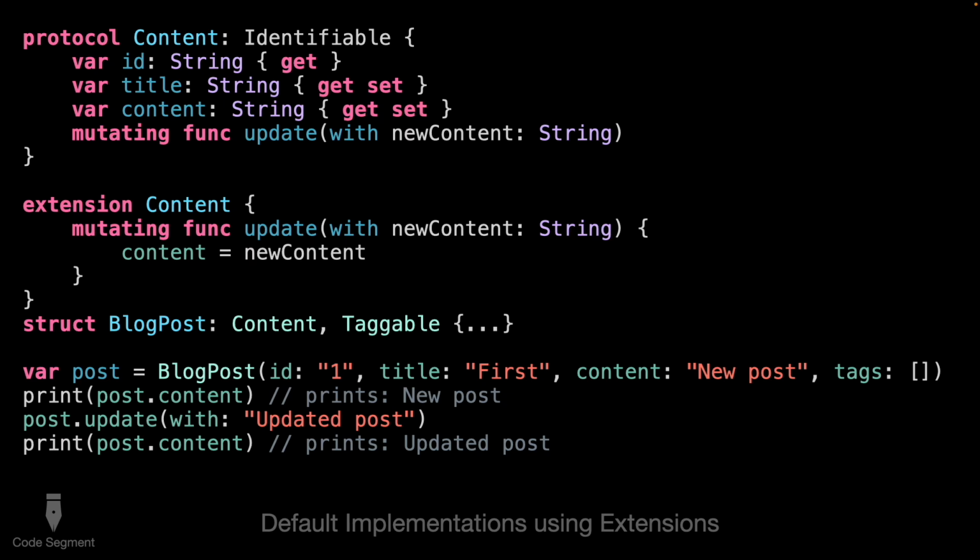It's not shown here, but the blog post does not currently have an update function within it. It's not required to conform to the protocol Content because Content is providing a default implementation, right? So you don't need it. You could have it if you wanted it, but you don't need it. So blog post currently doesn't, which means post.update is calling this default implementation that we've provided in the Content extension, which means that now when we print post.content, we get updated post because it's been changed.